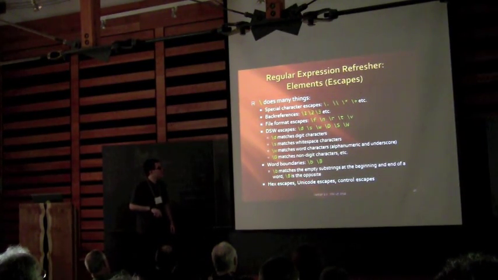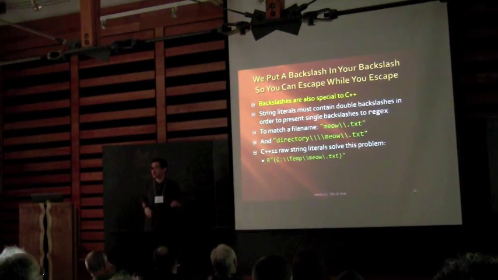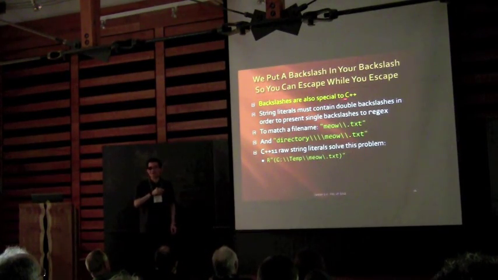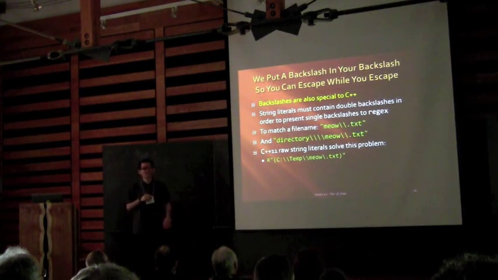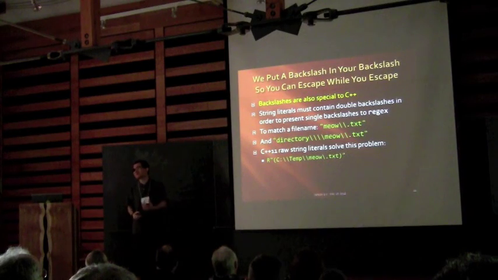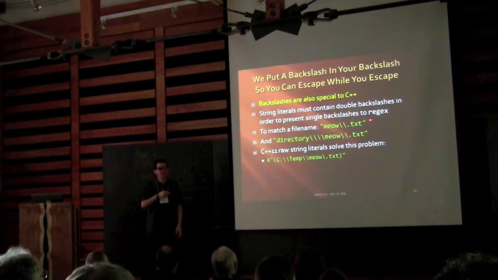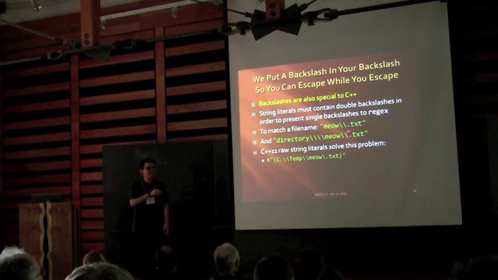Yeah, that sounds right. Okay, so about backslashes. We've actually had a couple other talks mention this. Because string literals in C++ have special things like backslash n, if you want to present a backslash to the regex engine, you need to escape it for C++ first. This can look kind of ugly. If you want to match a file name, you've got to put a double backslash before that dot to protect it. If you want literal backslashes, you need four in a row. This is nasty.